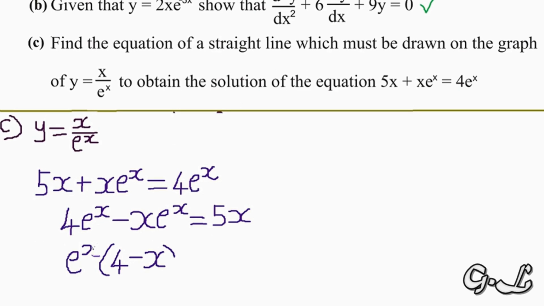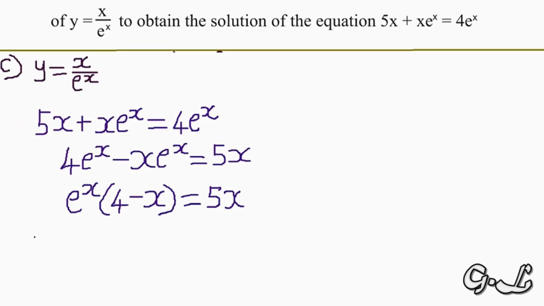Factorizing those, it is simply going to be e to the x, open brackets, 4 minus x, and close brackets, and that is equal to 5x. So remember our main motive behind this one, it is to make e to the x the subject.